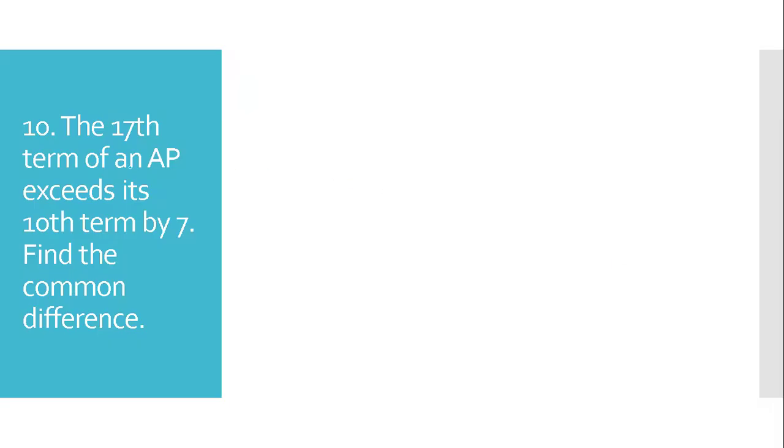10th one. The 17th term of an AP exceeds its 10th term by 7. Find the common difference. Here they are given A17 is equal to A10 plus 7. They are asking to find the common difference. D is equal to how much?